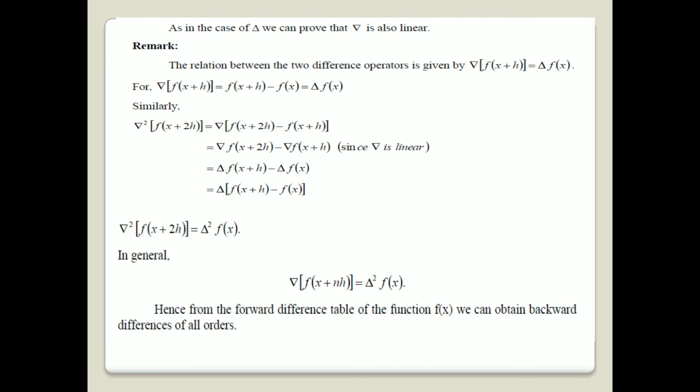Therefore, we can write the second step in the form of the forward difference operator, that is delta of f of x plus h minus delta f of x, which can be written as delta of f of x plus h minus f of x. So we can easily prove this relation, that is nabla square of f of x plus 2h is equal to delta square f of x. In general, nabla to the n of f of x plus nh is equal to delta to the n f of x. Hence, from the forward difference table of the function f of x, we can obtain backward differences of all orders.